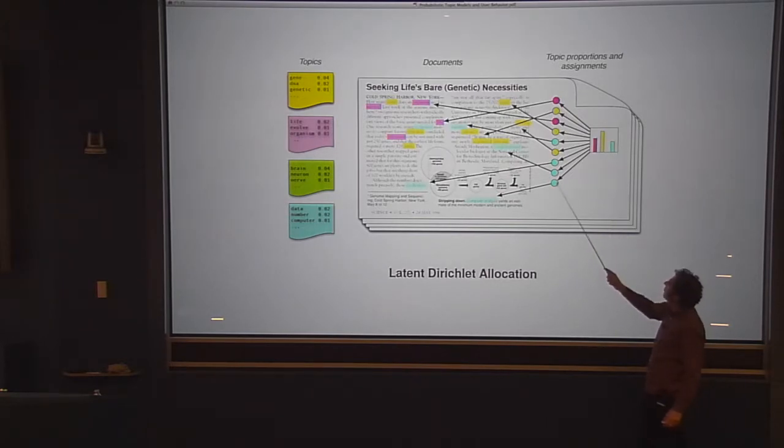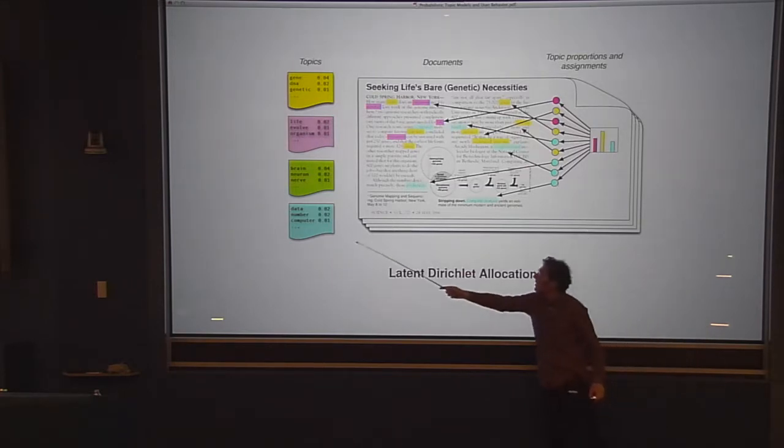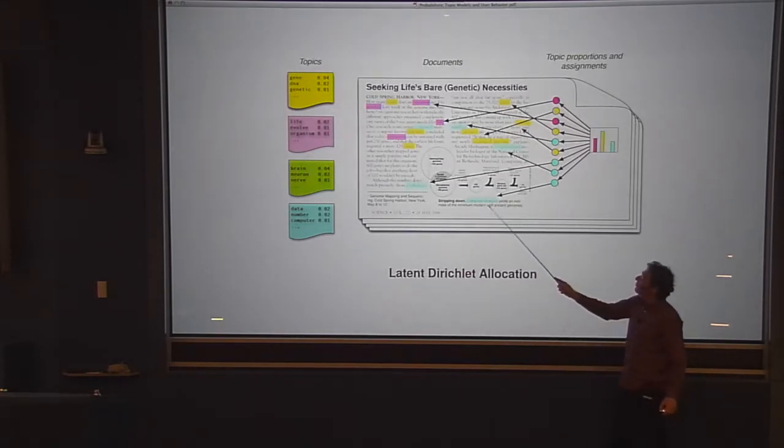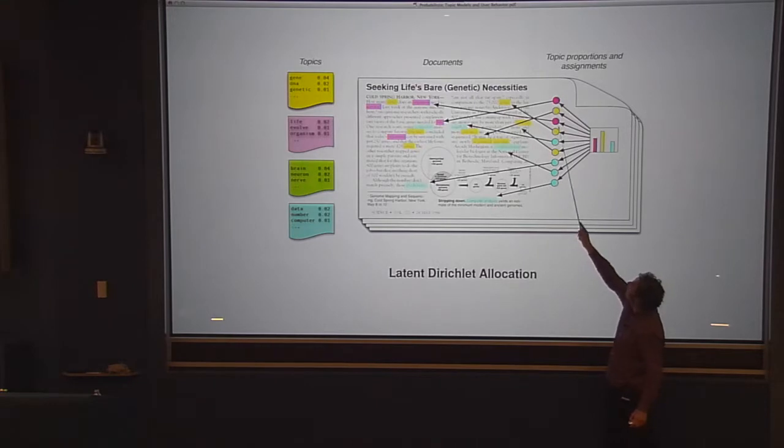Then for each word, choose a colored coin from this distribution. Here I chose the blue coin. Look up which topic it corresponds to, and then draw a word at random from that topic. Here I chose the word analysis. Repeat this for every word in the document. Here I chose the word genetic. Here I chose the word life, and so on. And this is how we generate, probabilistically, a document.